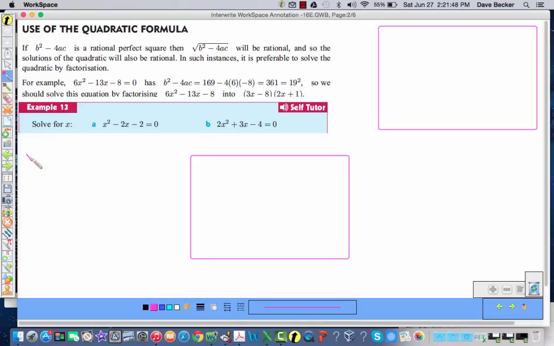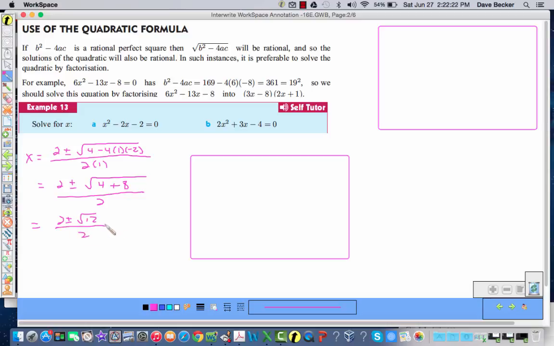So in this case, x is going to be equal to negative b, so that's positive 2, plus or minus the square root of negative 2 squared, which is 4, minus 4 times a times c, all over 2a, which is 2 times 1. So that's 2 plus or minus the square root of 4 plus 8, all over 2, which is 2 plus or minus root 12 over 2, which is 2 plus or minus 2 root 3 over 2. Dividing everything by 2, that's 1 plus or minus the square root of 3.